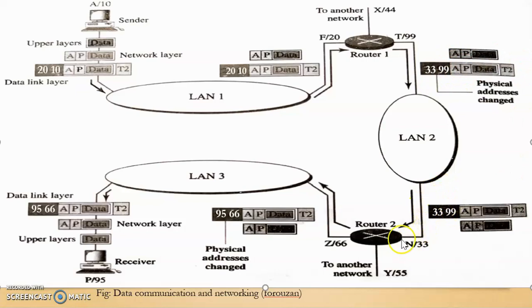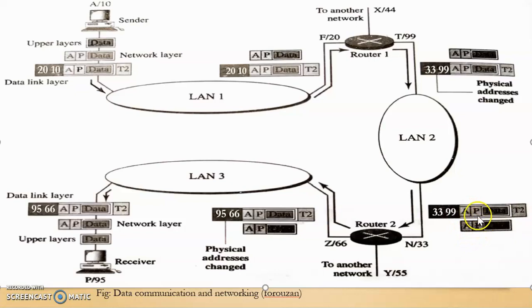Then when the frame reaches router 2, same thing will be done. That is, at the data link layer, it will check the MAC addresses. So the MAC address matches with that of router 2's MAC address. So it will remove the headers and trailers and then pass the data to the network layer. Then at the network layer, the IP addresses will be checked.